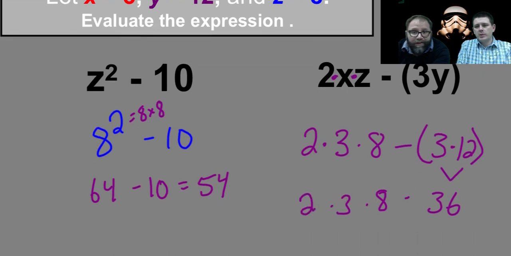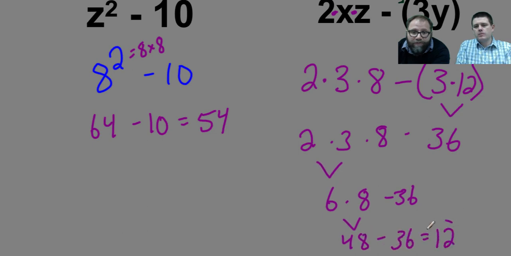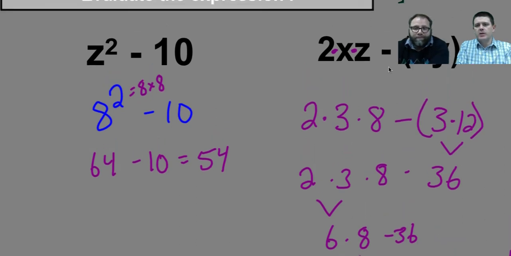I have to give myself a little bit more room. And then we would do our multiplication from left to right. 2 times 3 is 6 times 8 minus 36. And then we've got 48 minus 36, which is 12. An even dozen. Be careful on this one. An easy mistake to make is thinking, oh, there's an x in between, that means 2 times z. Remember, we don't use x for multiplication anymore. It's 2 times whatever x is times whatever z is. We'll do some more practice with this tomorrow. Woohoo!